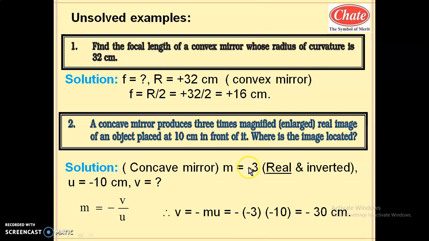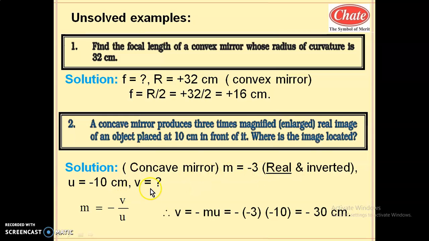So here the image is real and inverted. Always with the word real, the word inverted is attached. The magnification formula is h dash by h. Here inverted means h dash becomes negative. H is always positive. As h dash is negative, magnification will be negative. So for a real and inverted image, magnification is negative. So M will be minus 3.